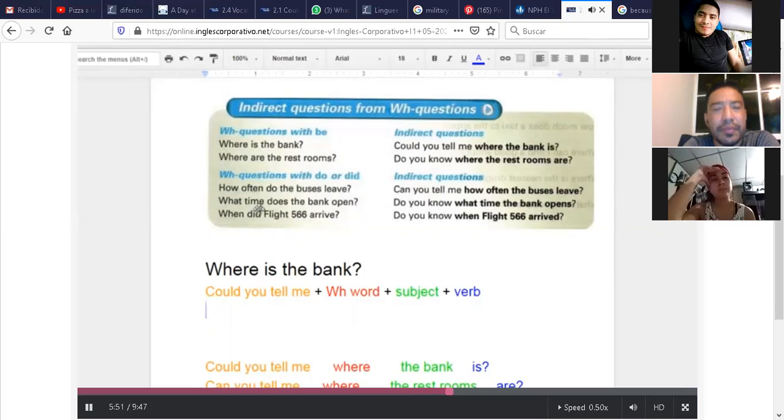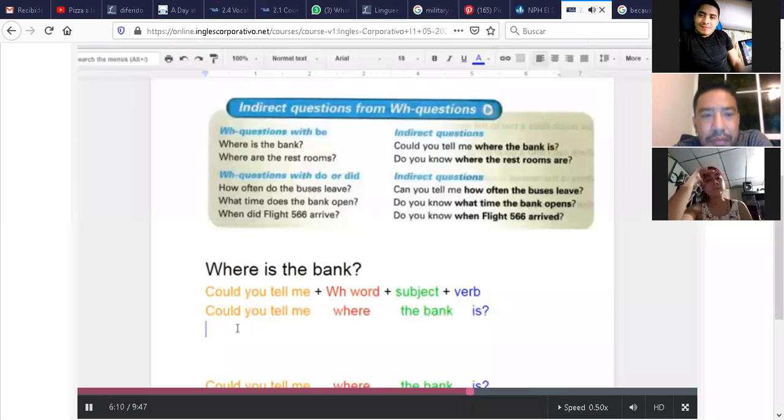How often do the buses leave? What we want to do is change this question into an indirect question. Again, we can use the same pattern that you see here. I'm going to copy this previous one so you can see that just a few things will change. Could you tell me, that's a similar thing, and we're going to use the WH question. In this case, it's going to be how often. And then that is followed by the subject. In this case, the subject is the buses.